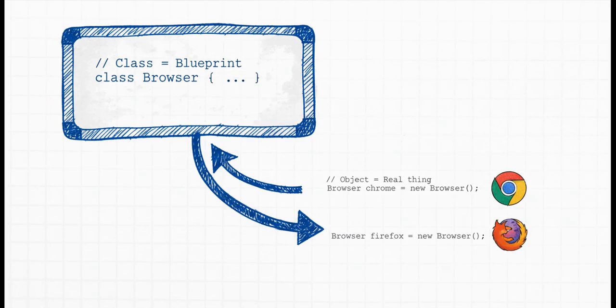And here's what that actually looks like in some code. See up top? We define our browser class. That's our blueprint. And then using that plan, we can create real tangible objects, a Chrome object and a Firefox object. Each one is totally unique, but they're both built from the very same plan.